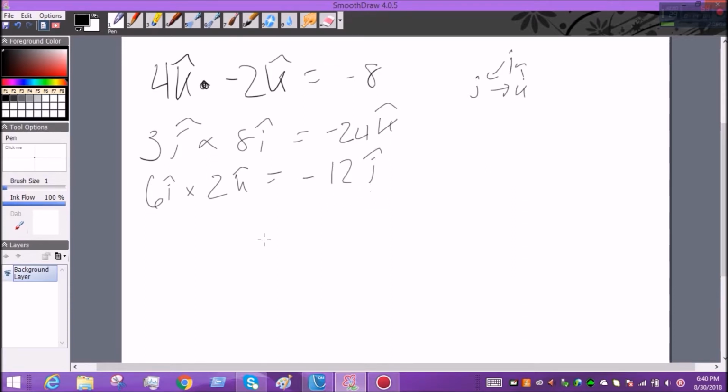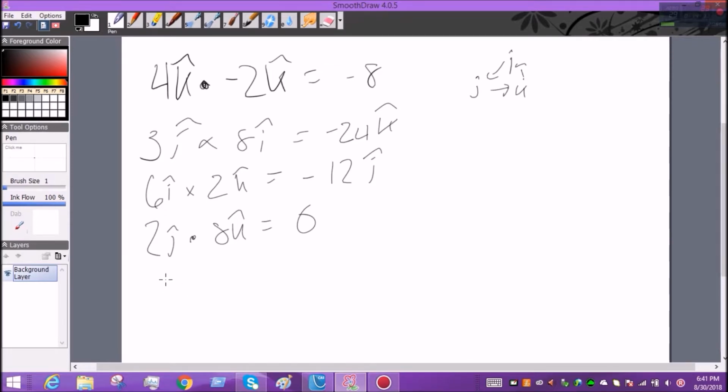Okay, our next one is the dot product of 2j times 8k. The thing about dot products is that if they're not in the same direction, and these are perfectly perpendicular, the dot product will simply be 0, because dot product only wants the amount in the same direction. Since they're perfectly perpendicular, there's none in the same direction.